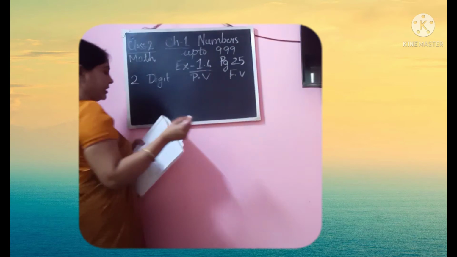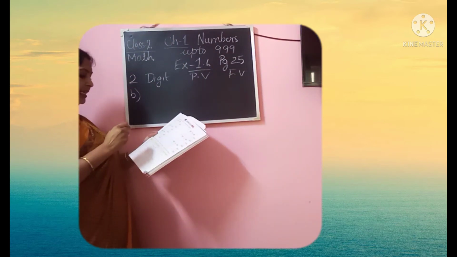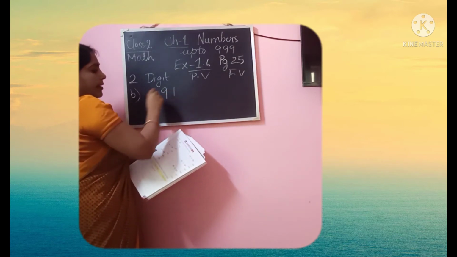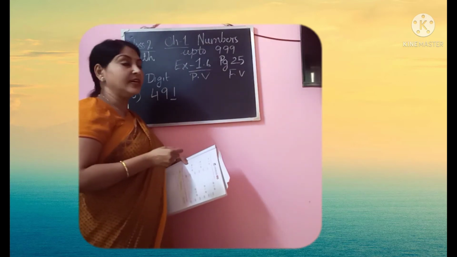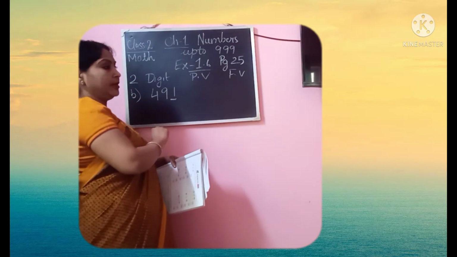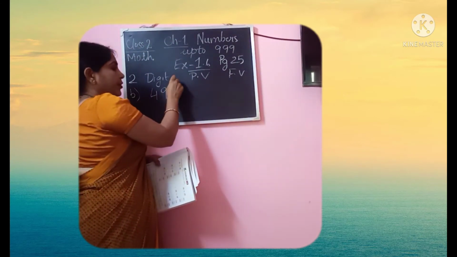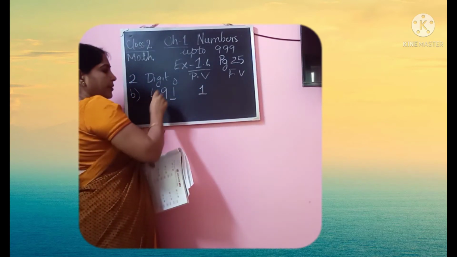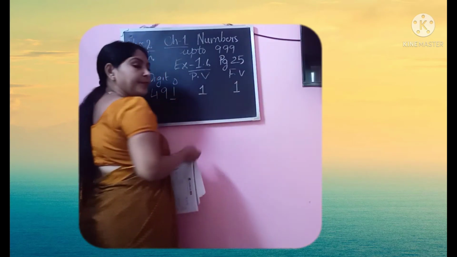Say for example, number B, since A is done. 491. Now 1 is underlined. So we have to tell the place value and face value of 1. So what is the place value of 1? We know it is in the 1's place. So we will write only 1. And what is the face value? Face value will be 1 only.